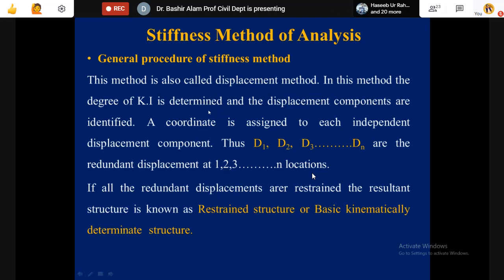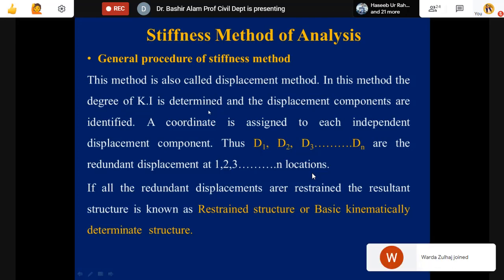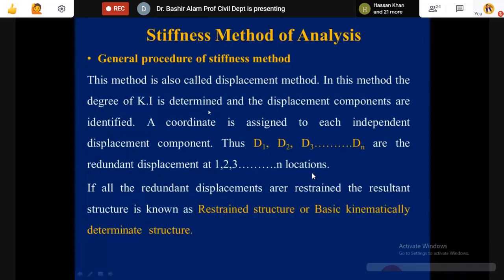Kinematic indeterminacy is determined. Now, to refresh your minds, kinematic indeterminacy is the number of joint displacements in a structure. Joint displacements can be translations or rotations. The capability to move, the freedom, and the displacement components are identified. So we look at the joints.